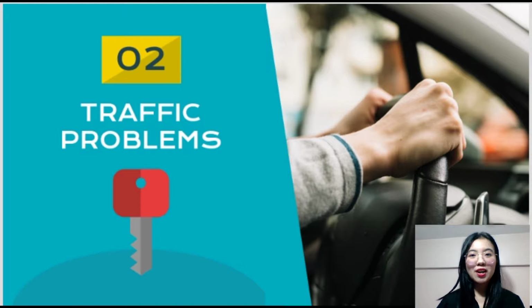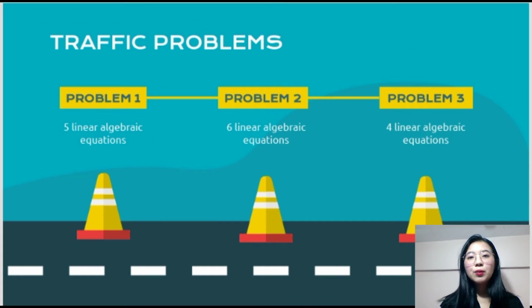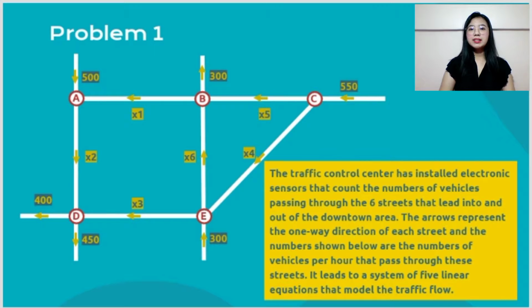For part 2, we have the traffic problems. We have 3 problems. Problem 1 has 5 algebraic equations, problem 2 has 6 algebraic equations, and problem 3 has 4 algebraic equations. This is the illustration for problem 1, and it says here that the traffic control center has installed electronic sensors that count the number of vehicles passing through the 6 streets that lead into and out of the downtown area. The arrows represent the one-way direction of each street, and the numbers shown are the numbers of vehicles per hour that pass through the streets. It leads to a system of 5 linear equations that model the traffic flow.